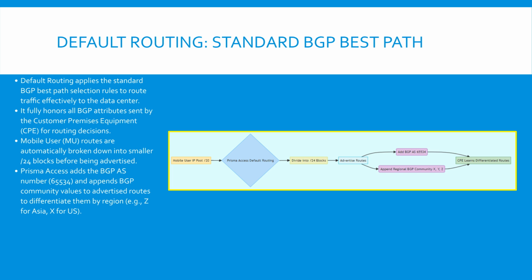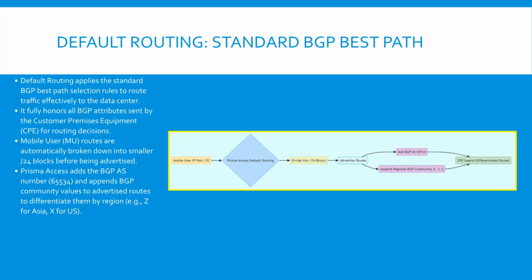This diagram shows the specifics of route advertisement in default routing mode. We start with the mobile user IP pool, typically a larger subnet like a /20, represented by Node A. Prisma Access default routing mechanism, Node B, automatically splits this pool into smaller, more manageable /24 blocks, Node C, ready for advertisement. When these routes are advertised, Node D, Prisma Access attaches two key pieces of information.